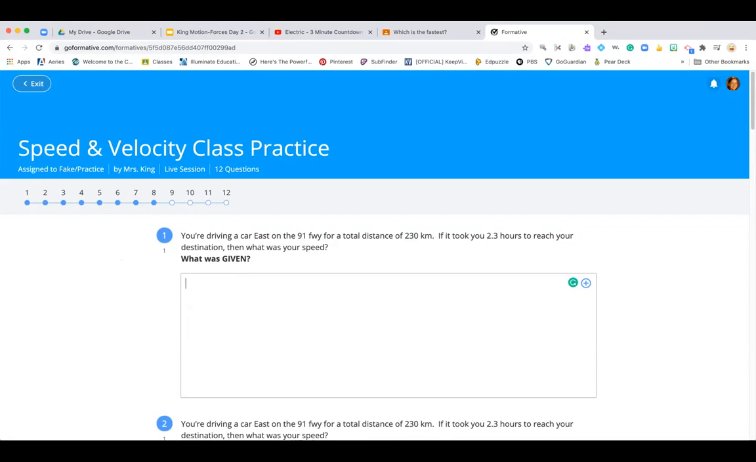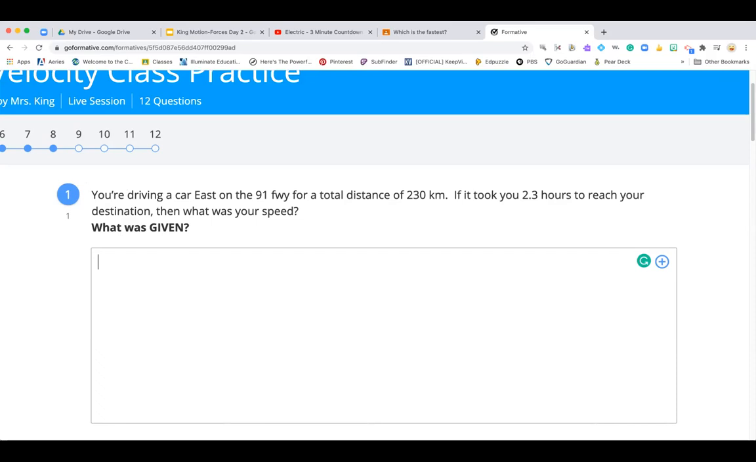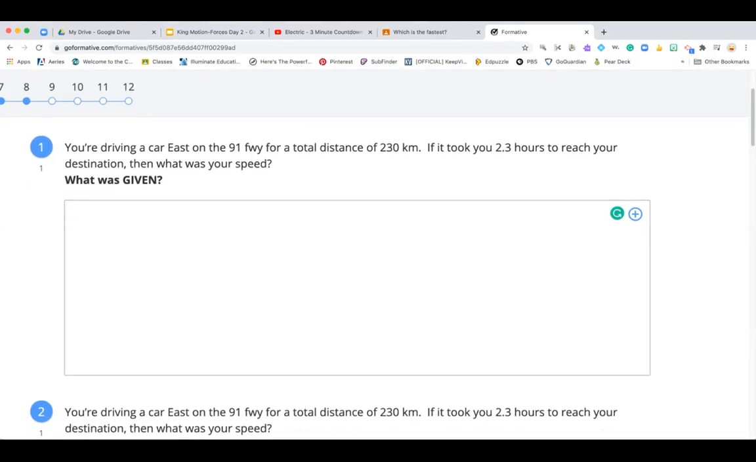So number one, what was given? So can somebody raise their hand, please, and help us out here? What was given? You're driving a car east on the 91 freeway for a total distance of 230 kilometers. If you took 2.3 hours to reach your destination, then what was your speed? Again, let's not put answers in the chat box, and that wouldn't give you any credit. So who haven't I heard from?